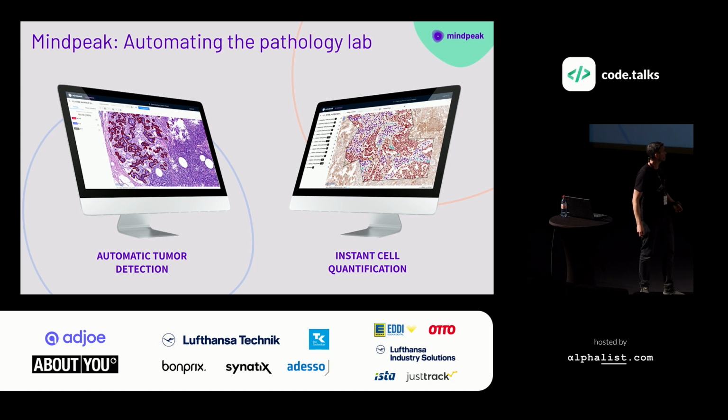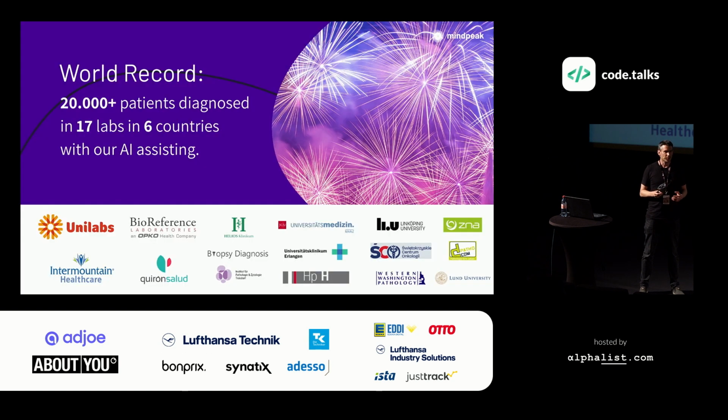Here are 2 examples. We have automatic tumor detection, where we look at the large tissue pieces and try to find the areas of actual tumor. But we also do instant cell quantification, where you need to find all the individual cells. You need to count them, determine what type they are, and based on the different counts, you derive diagnostic scores. I'm really proud that just yesterday we passed the record of having 20,000 patients diagnosed with our solutions. We're deployed in 17 labs already in 6 countries, and more people are using this, so that's really cool.